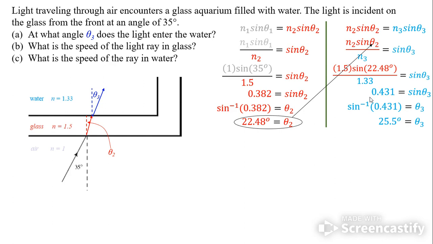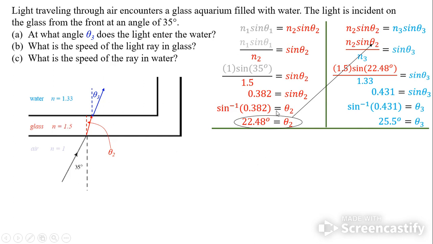Give or take a little bit of a rounding error, but about 25.5 degrees. Okay, so that'll be your answer for part A. Now, the shortcut would be to bypass this medium, glass. According to Snell's law, it should work out because this middleman is unnecessary.